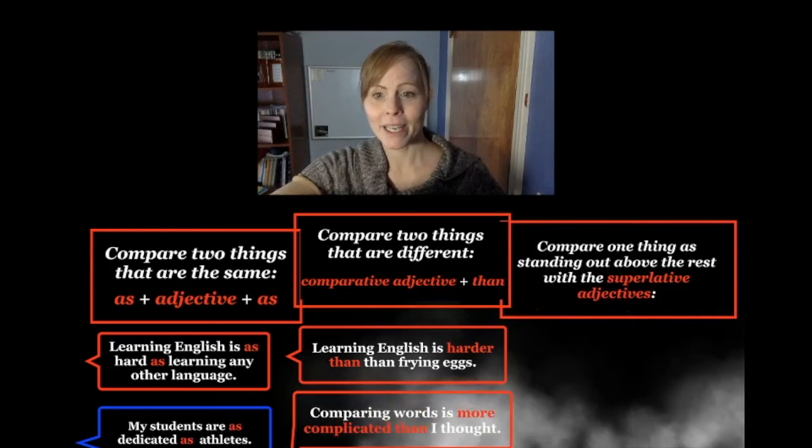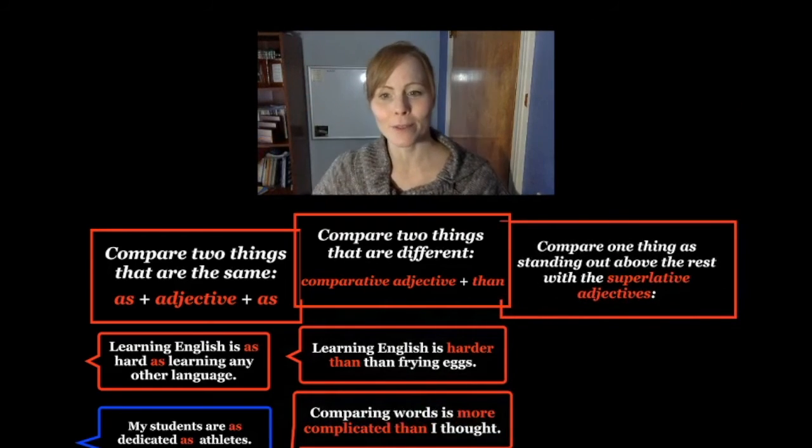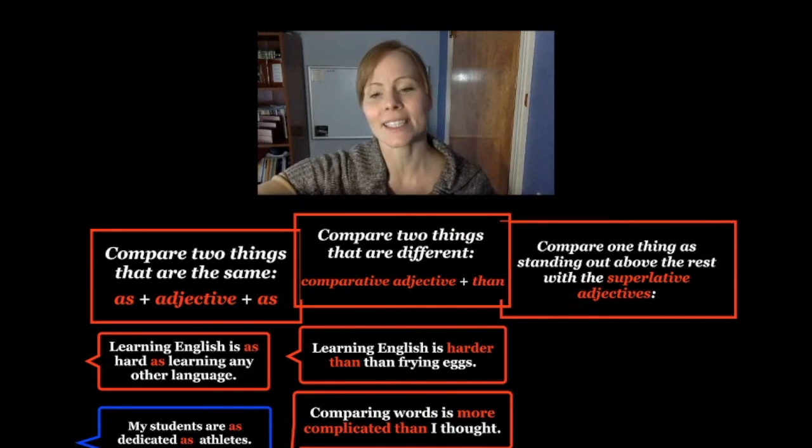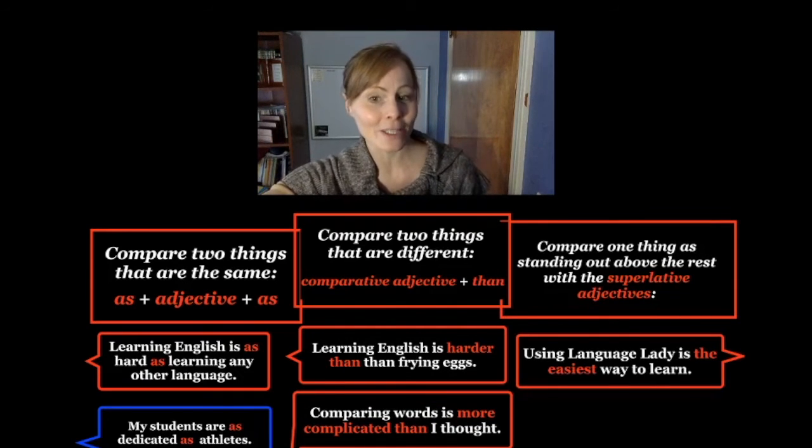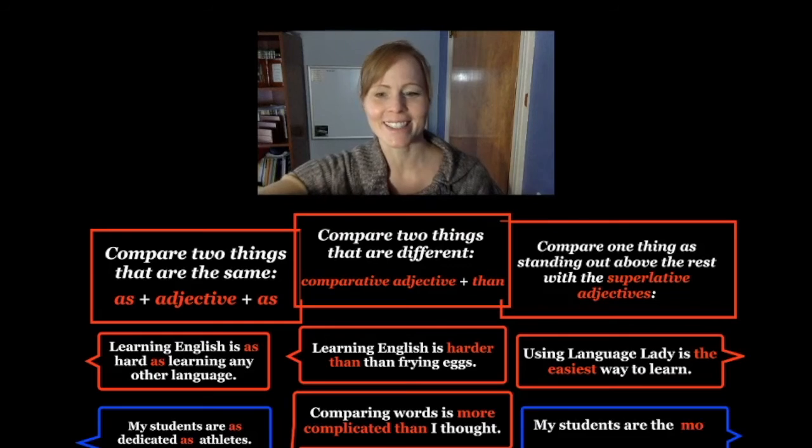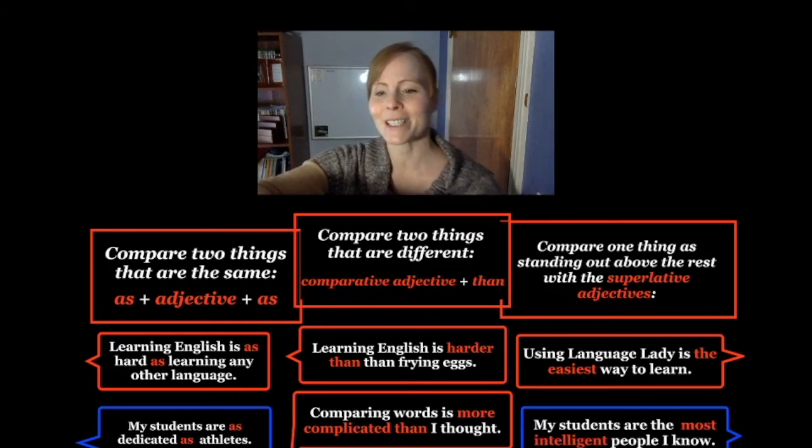And compare one thing as standing out above the rest with the superlative adjectives. For example, using Language Lady is the easiest way to learn. My students are the most intelligent people I know.